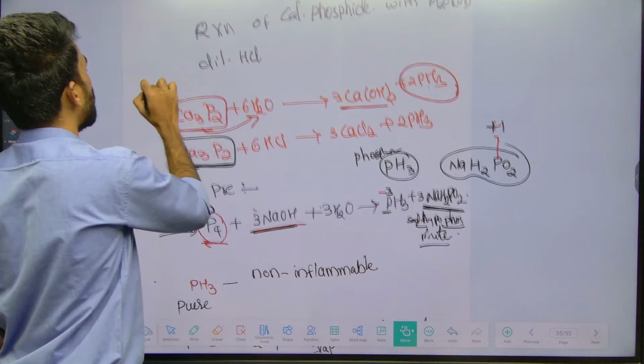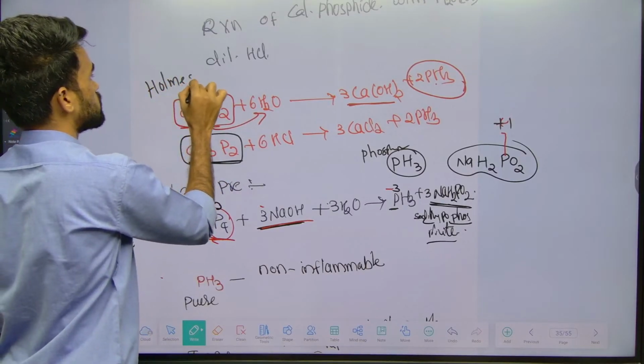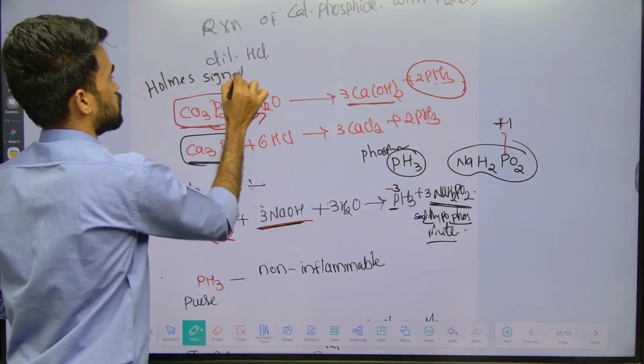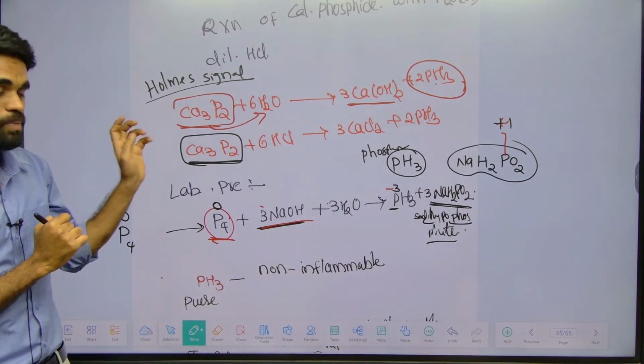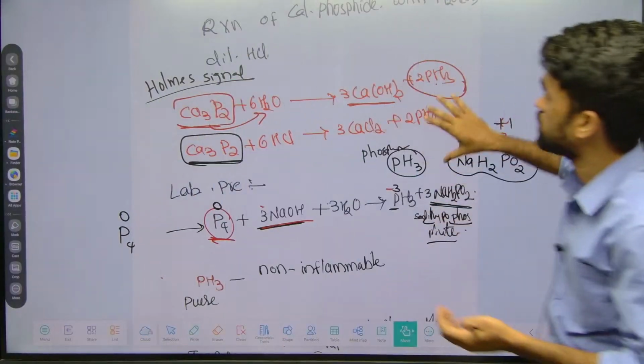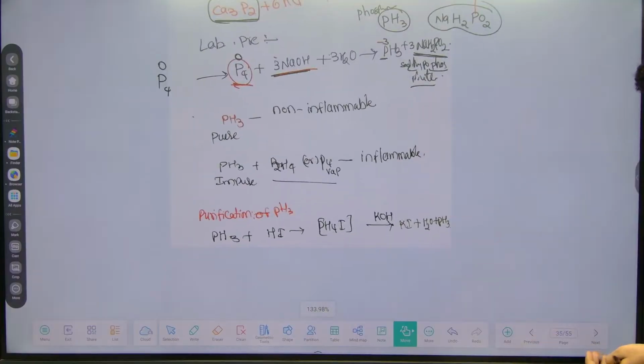So this signaling process is called Holmes signal. What is that? Holmes signal. So what is used in Holmes signal? Calcium phosphide. Remember that. Okay. Next.